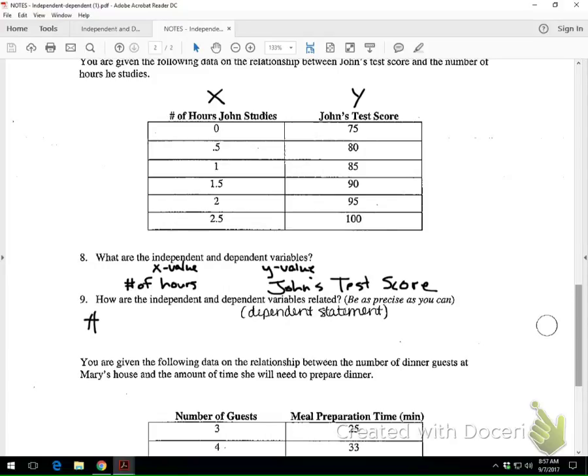So, number of hours study affects the test score. Perfect. So if you don't study at all, you're going to get a lower test score. Alright, so with that being said, let's go down to this last one.